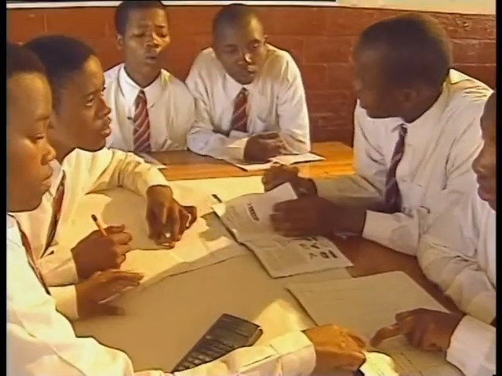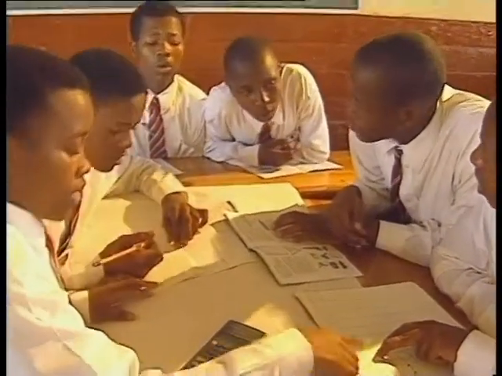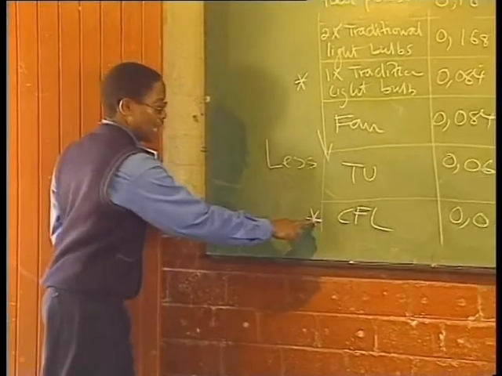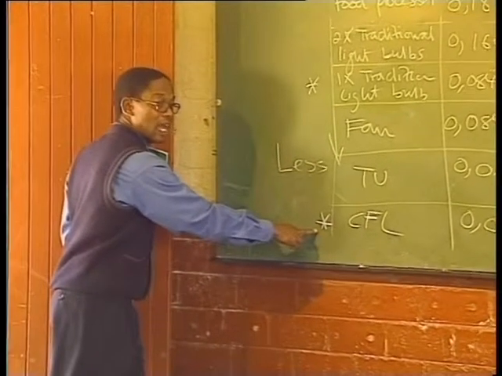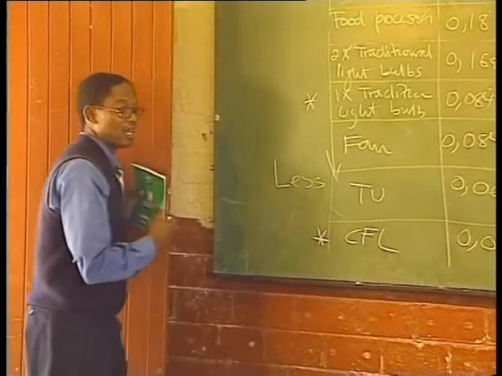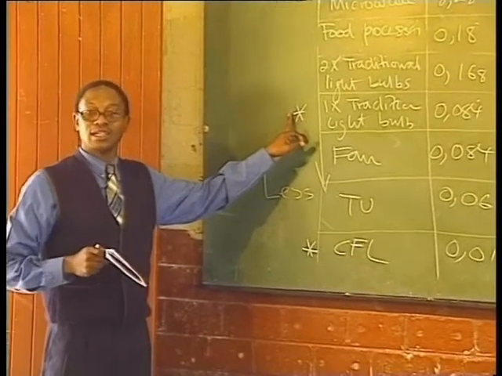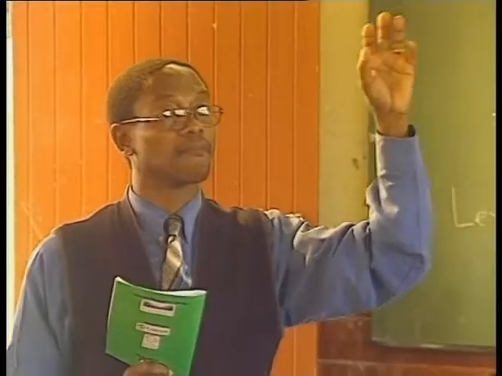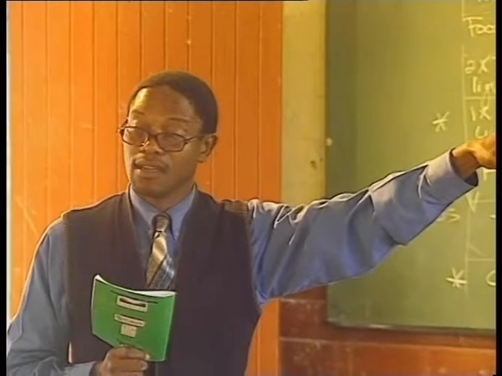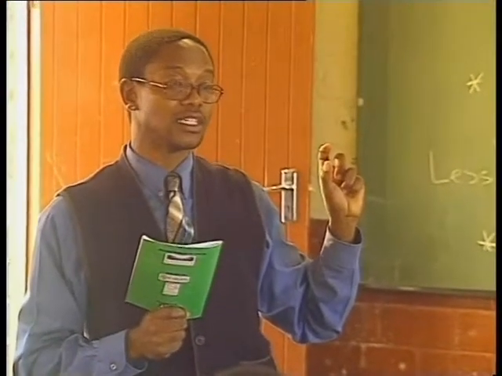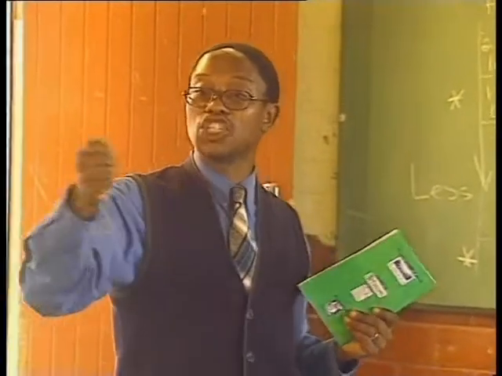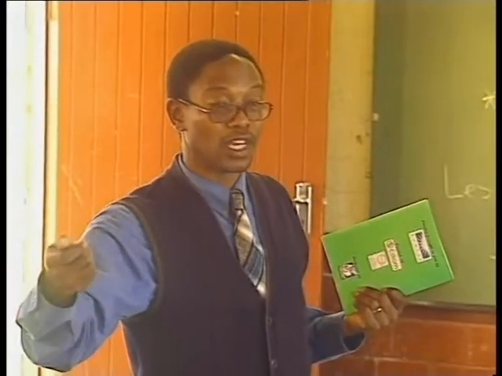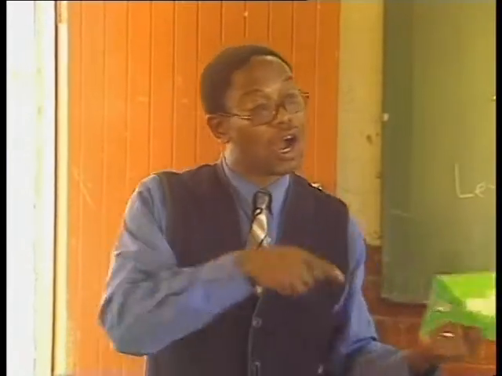After the learners have completed the calculations, the teacher emphasizes some of the practical points that emerge from the figures. This is the CFL, compact fluorescent light, and the normal light bulb we use in our homes. It does the very same work that the traditional light bulb does, okay? But if you can pay less, that means you are using electrical energy efficiently. You get the benefits at a lower cost.